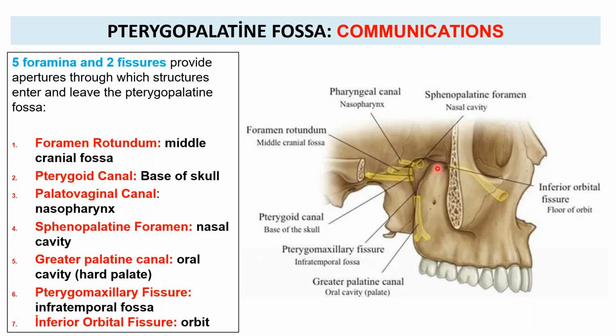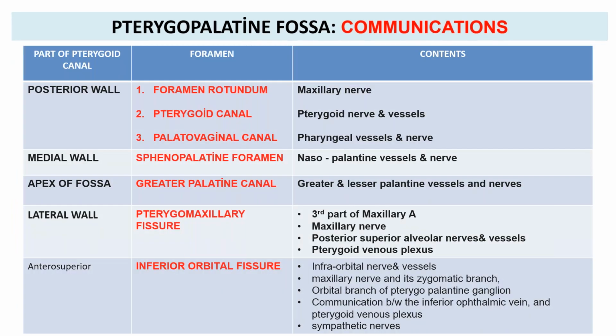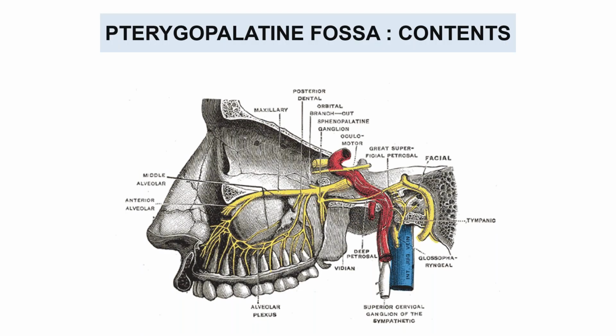I am revising again and again because it's a difficult topic, and once you revise it, you will be able to understand it. And these are the contents through each foramen, the maxillary nerve through the foramen rotundum, and these many structures which we have already discussed. What were the contents that were passing through these foramina? So we are done with the openings and communications of the pterygopalatine fossa.